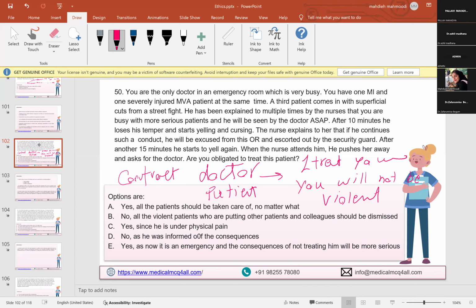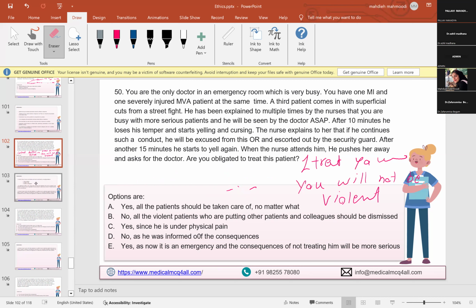If the patient continued, that was the patient's autonomy. The patient chose not being treated by you. Got it? Yes, ma'am. Very good. So here, no, you are not legally bound to treat this patient because he was informed of the consequences. So what is the answer? Option D.